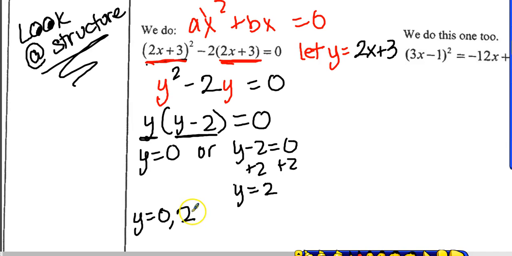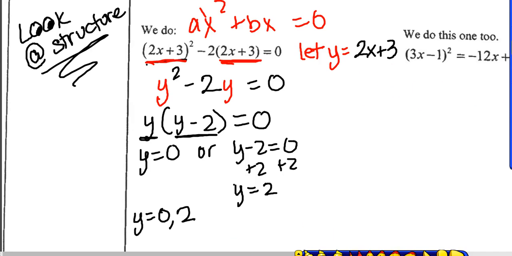I have two solutions, but that's not what I was asked to solve. I'm asked to solve for x. So I started out the problem substituting the 2x plus 3 with y. Now I have to undo that substitution and replace the y with the 2x plus 3.